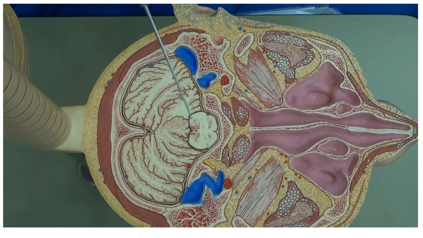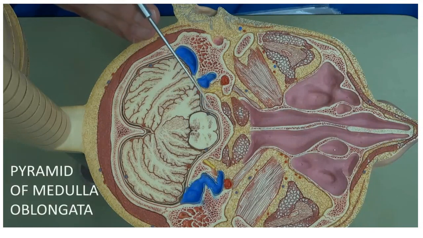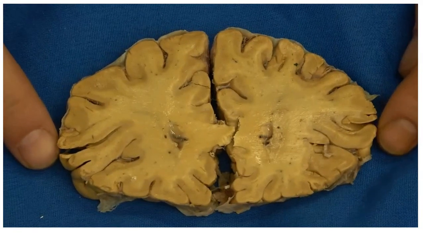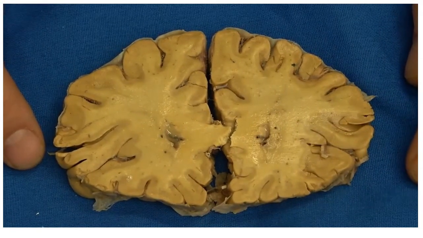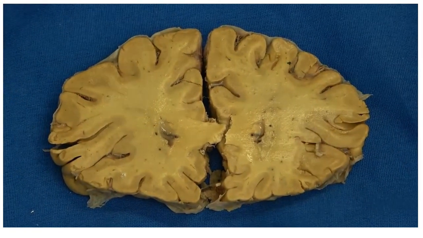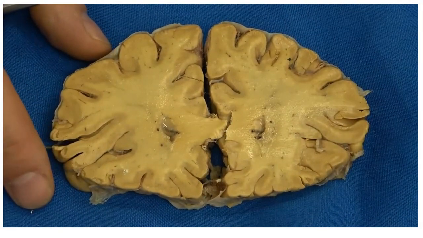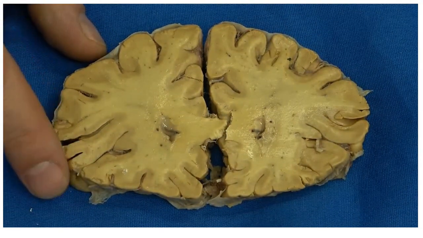of this model. Now we can see the medulla oblongata, the pyramids, parts of the olivary nuclei. Now we'll move to the coronal sections. We'll be analyzing the specimens, these plastinated models, from front to back.